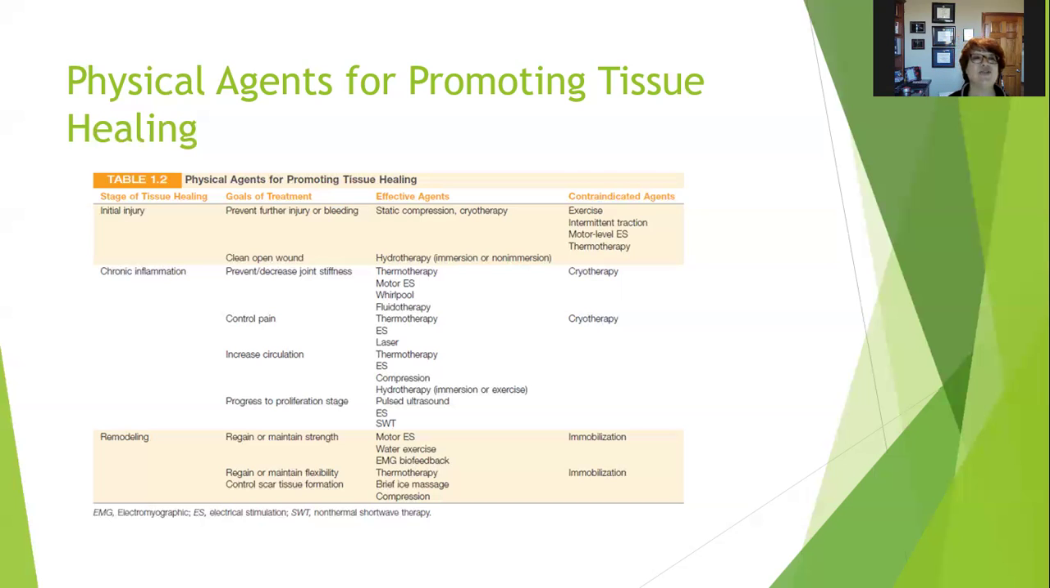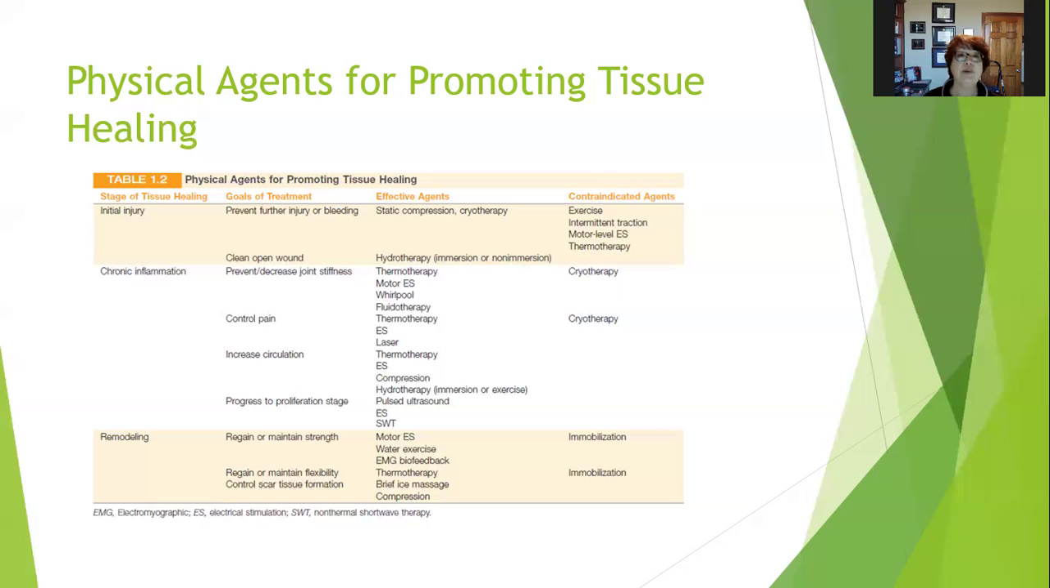And contraindicated, exercise. When you have an initial injury, you probably want to rest that injury initially, and then exercise gets right back in later. But intermittent traction, you don't want to use that with a new injury. Motor level electrical stim, you don't want to use that. And thermotherapy, you don't want to use it because you don't want it to bleed more. So if you look through that chart, you'll see lots of different treatment goals or indications, on what agents might be effective and then which ones you don't want to use.